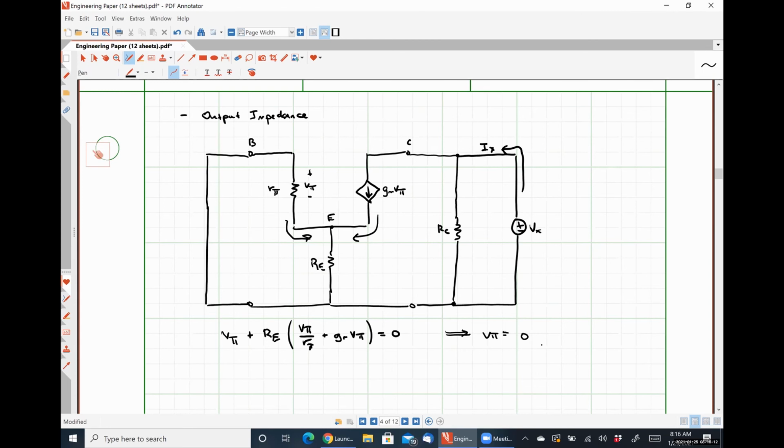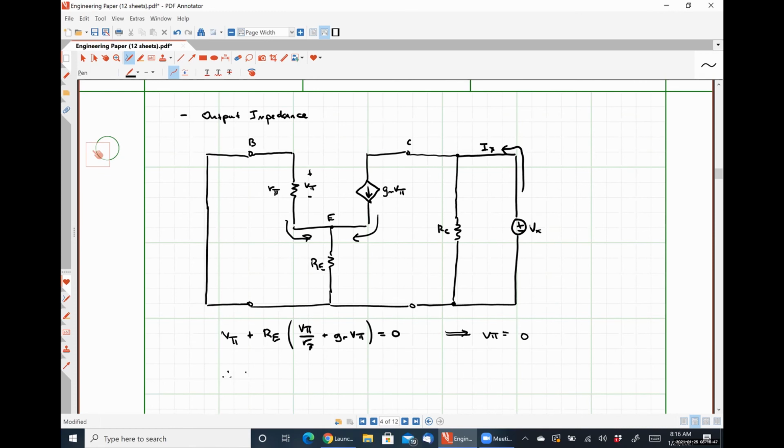If V pi is equal to 0, how much current is being sourced by that dependent current source? None. So no current is flowing through the branch containing the dependent current source. So what's our output resistance? Just RC, absolutely right. All of that current Ix flows down through RC because none of it can branch off and flow into the dependent current source. We've mathematically proven that.